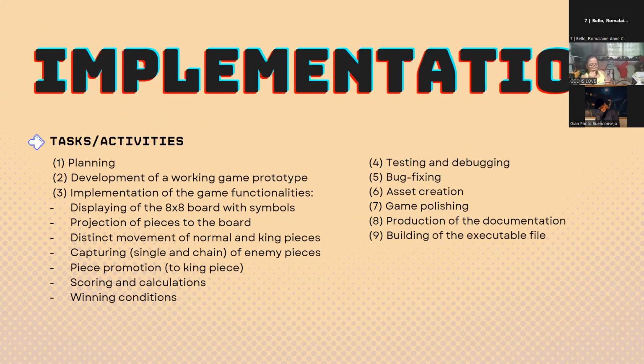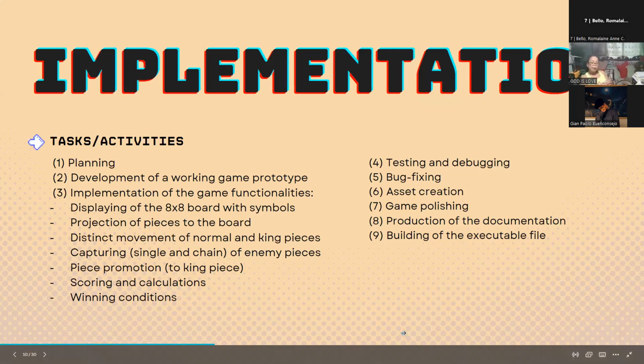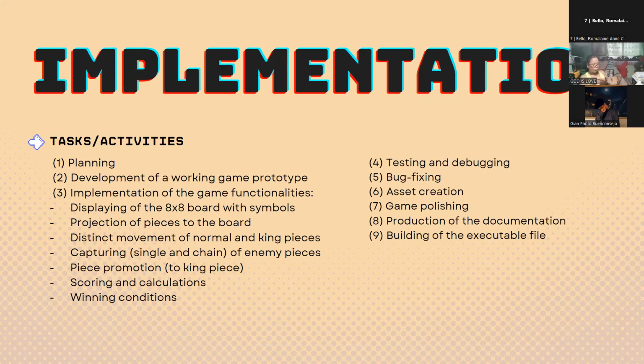So for our project implementation, we need to do the following tasks and activities. Number 1, we need to accomplish our planning. Number 2, the development of a working game prototype. Number 3, implementation of the game functionalities. These include displaying of the 8x8 board with symbols, the mathematical symbols, projection of pieces to the board, the stick movement of normal and king pieces, capturing single and chain of enemy pieces, piece promotion to king piece, scoring and calculations, and the winning conditions. Number 4, testing and debugging, bug fixing, asset creation, game polishing, production of the documentation, and building of the executable file. Next slide, please.